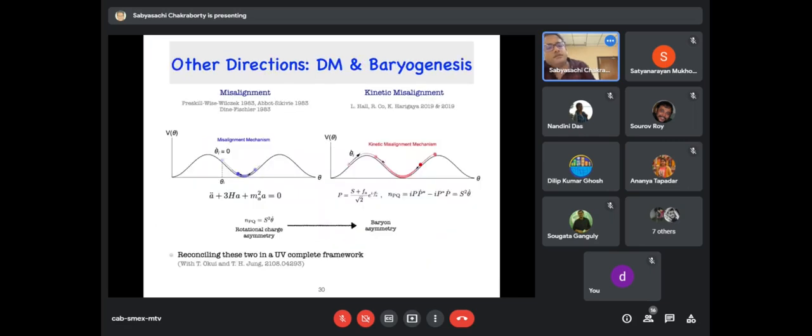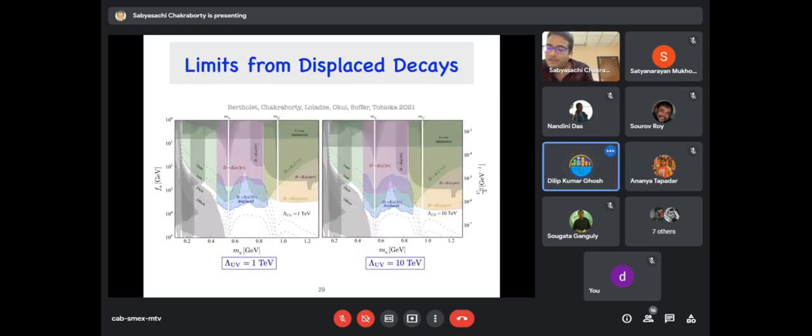Now, the axion can also work as a candidate for dark matter and baryogenesis. I'll not go into the details of the work. Is it possible to have them in the same parameter space? No, not in the same parameter space. So is it possible to have multiple axions? It is. So one axion for dark matter, one axion for this beam, yes. The relevant physics, yes, that is possible.